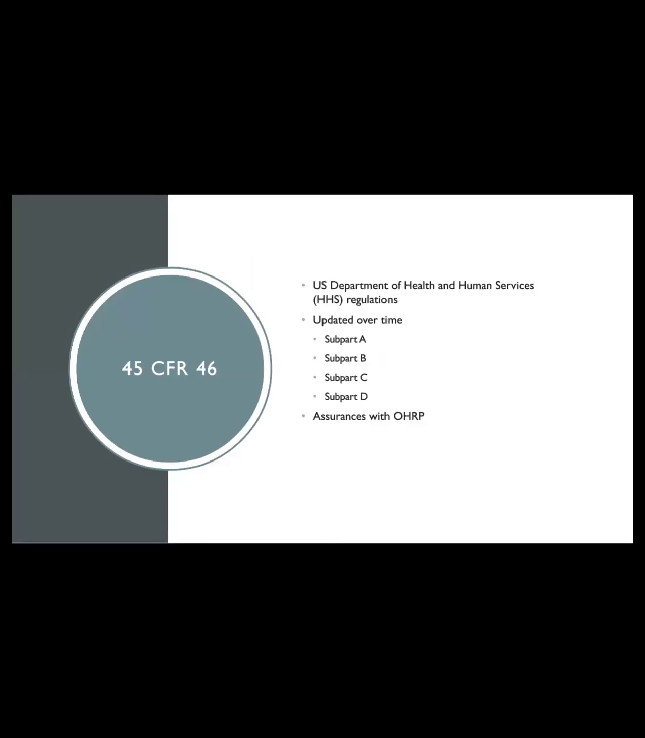So any federal agency that conducts or funds research must follow these regulations to ensure the rights of the research participants are protected. And the regulation also requires institutions to provide assurances to the Office of Human Research Protections, also known as the OHRP.